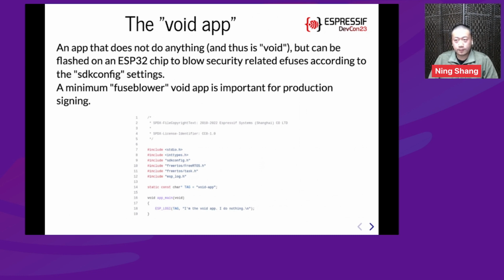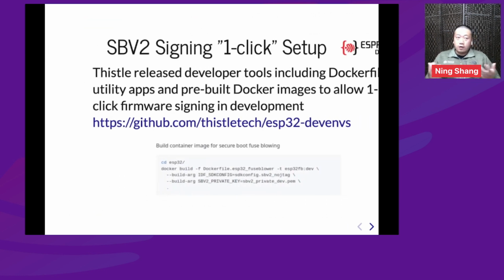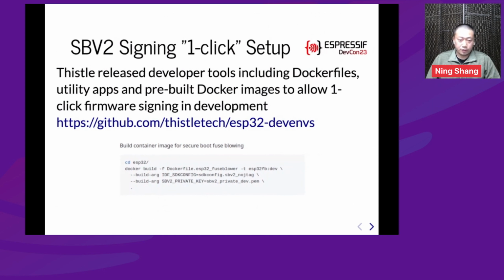It does not do anything, but once it's signed, it can be flashed on an ESP32 chip to blow the security relevant bits to enable secure boot and other security features. A minimal fuse blower Void app is very important in the production scenario because by doing nothing, it exposes no attack surface to a production device. So that's how you can sign firmware in development manually.